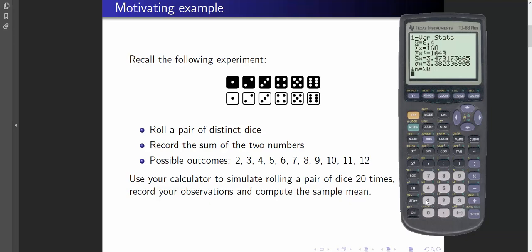Okay, now let's go ahead and do it again. So I'm going to go back to probability, function 5, 2, 12, 20. Okay, I generate another sequence, and I'm going to store this in L2. And also take a look at the mean of this sequence of numbers. So I'm going to take a look at one variable statistics, now L2. Okay. And now my mean is 5.4.